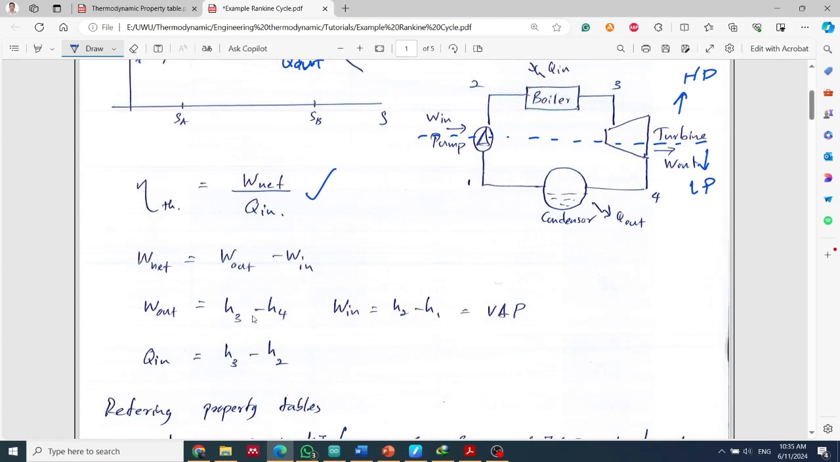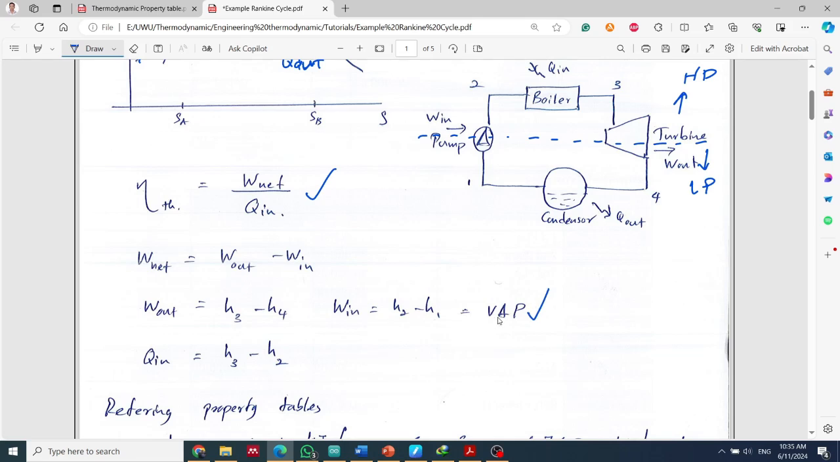W out equals H3 minus H4, that is enthalpy at point 3 minus enthalpy at point 4. Likewise, W in equals H2 minus H1, and at the same time we can say W in equals v delta P, since this is the compression action.